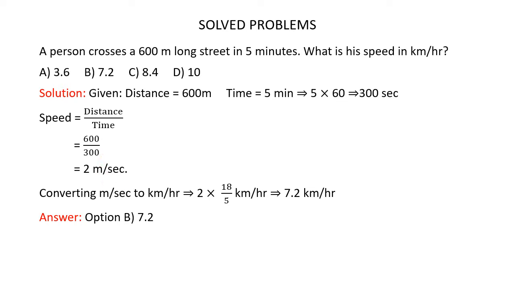Now let's convert this 2 meters per second to kilometers per hour. To do that, you have to multiply this with 18 by 5. So 2 multiplied by 18 by 5 is 7.2 kilometers per hour. So whenever you have to convert from meters per second to kilometers per hour, multiply with 18 by 5. So now we have the answer in kilometers per hour. So speed is 7.2 kilometers per hour. So the correct answer is option B, 7.2.